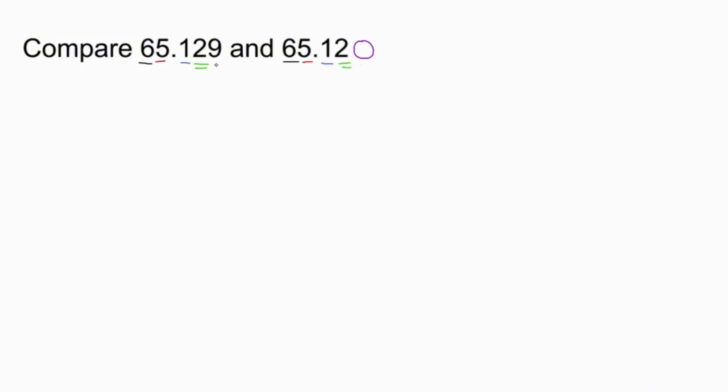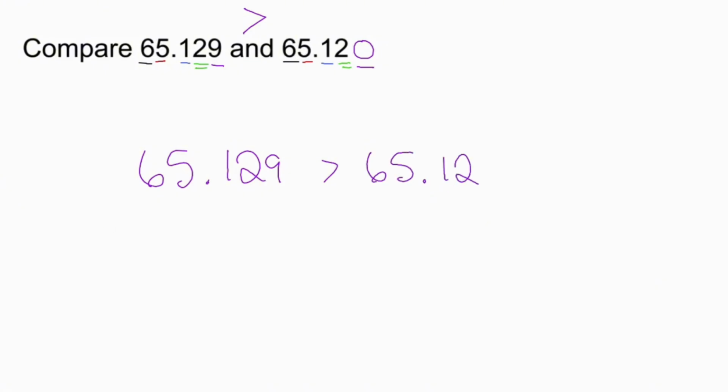So now when I look at these numbers, I notice that I have a 9 in the thousandths place value, which is greater than the 0 in the thousandths place value over here. So this number is greater than that number. So 65 and 129 thousandths is greater than 65 and 12 hundredths. And that's going to be our answer.